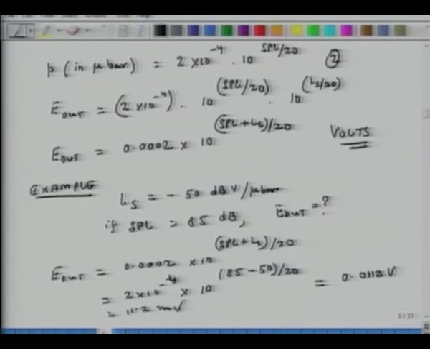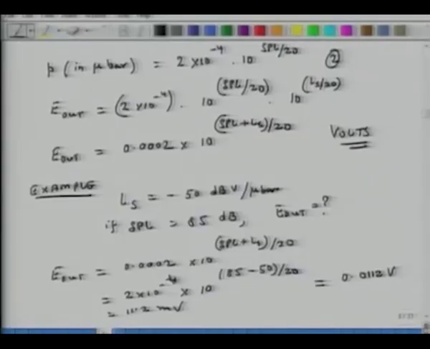That is about 11.2 millivolts. SPL and Ls are different units, so how can we subtract them? But essentially what this process tells you is that if you have an idea that your sound pressure level is going to be 120 dB at the peak and the minimum is going to be, let's say, 40 dB, and you want to measure it, you should be able to figure out what the output voltage will be, and whether your instrument will be able to measure that voltage or not. That is the purpose.